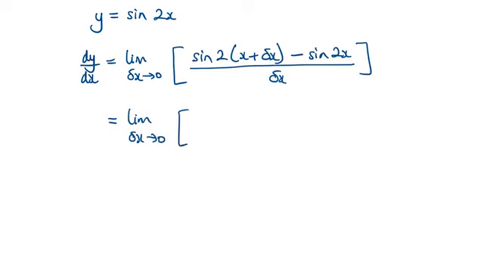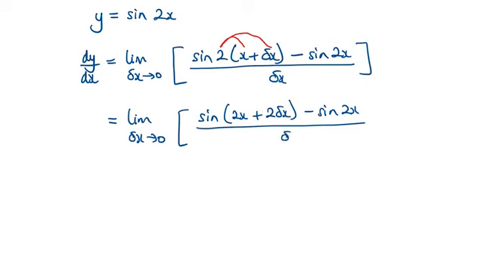Now what I'm going to do here is expand these brackets, so that times that and that times that. And what we get is sin of (2x plus 2 delta x) minus sin of 2x, that's all over delta x. And just put that bracket in there.